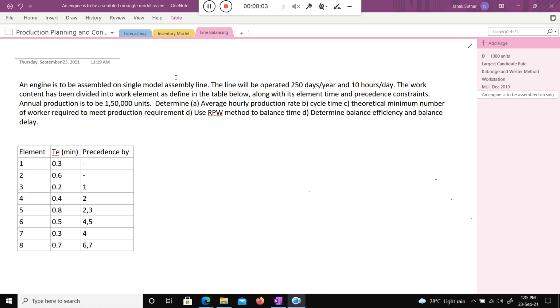So this is one line balancing problem, and here we will apply the rank position weight method to balance the line. Okay, class, just let me know, are you able to see my desktop screen? Okay, okay.